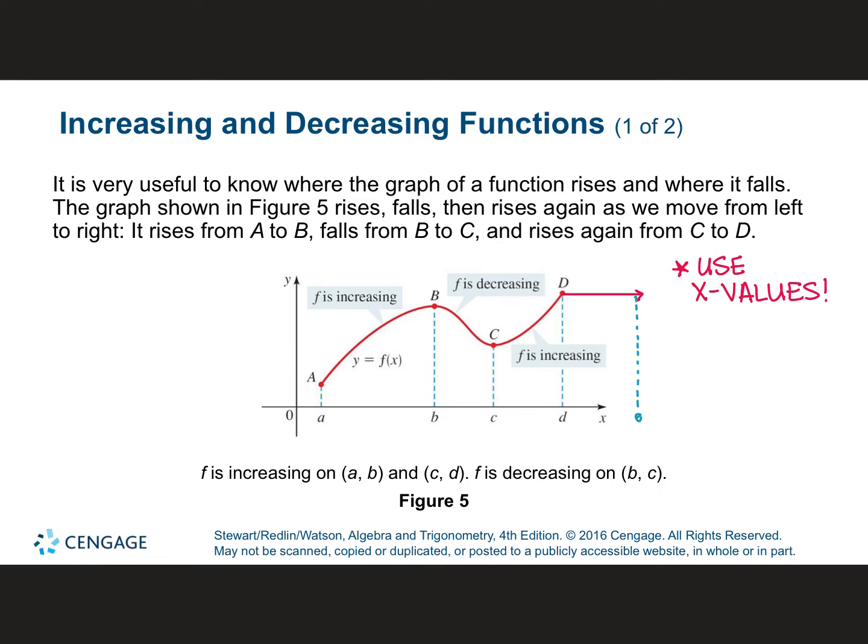And then that line goes constant. That line goes constant, and it would be from D to E. So again, that's constant because it's just a straight horizontal line from left to right.